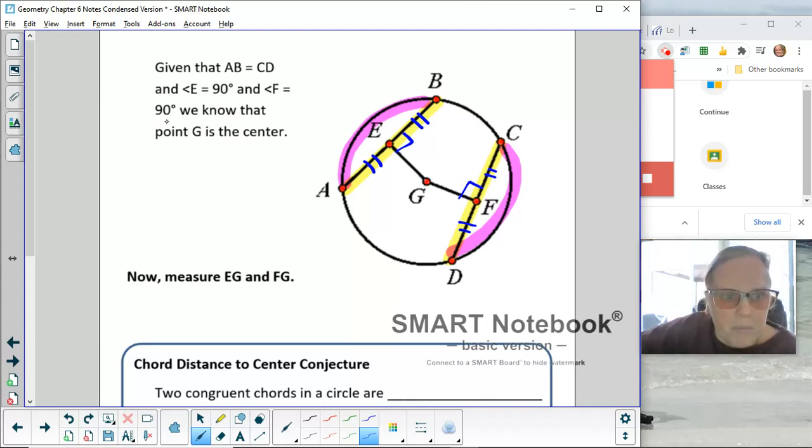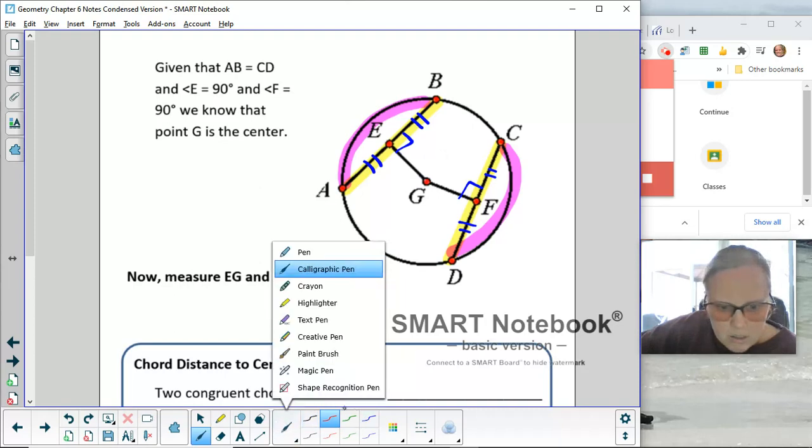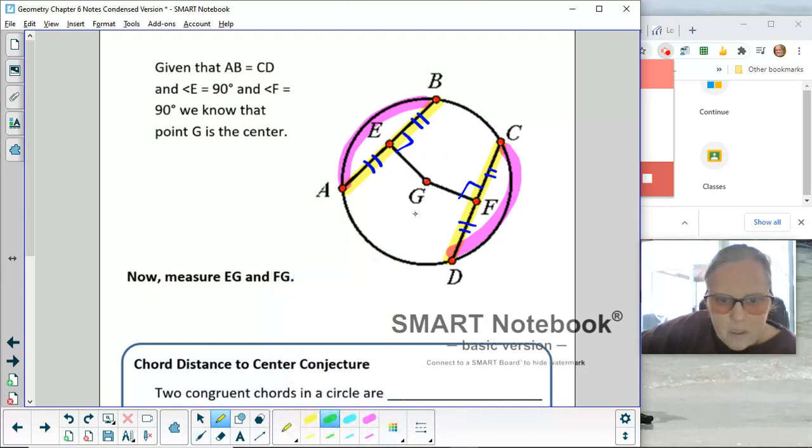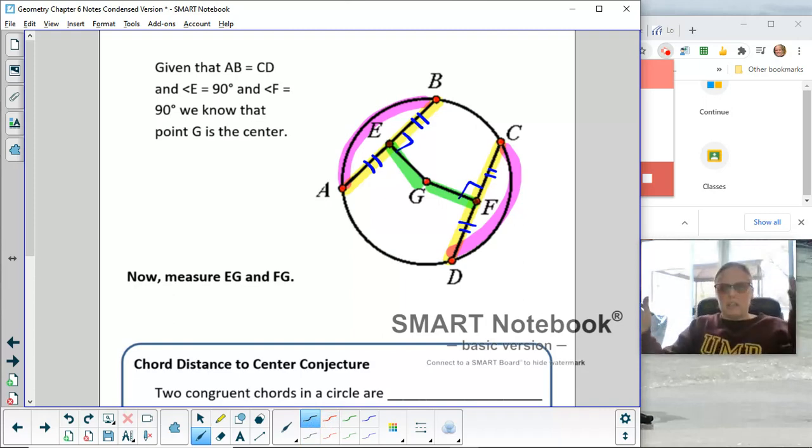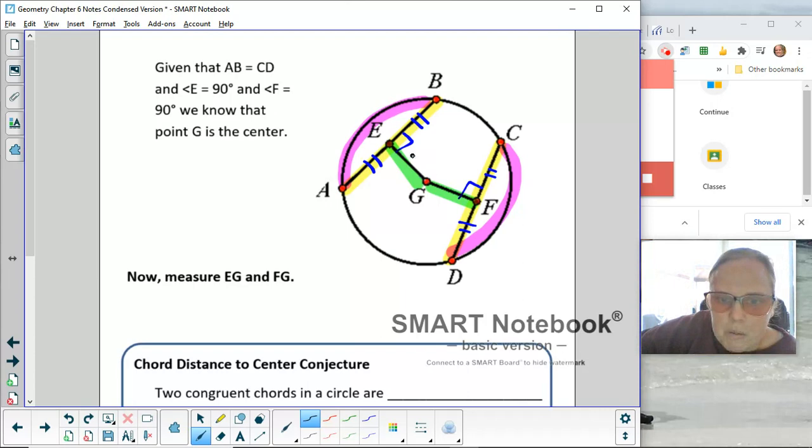Okay, we've got all the information now, and it says measure EG and FG. So if I were to measure, here we go, E to G and F to G, they are going to come out to be the same length. And that's because the chords, being the same measurement, have to come into the circle the same distance. And so that distance to the center will also be the same. So I'm going to put a single hash mark in each of these, showing that EG and FG are congruent.